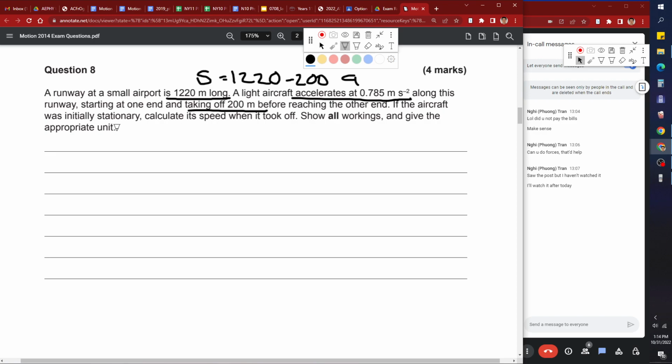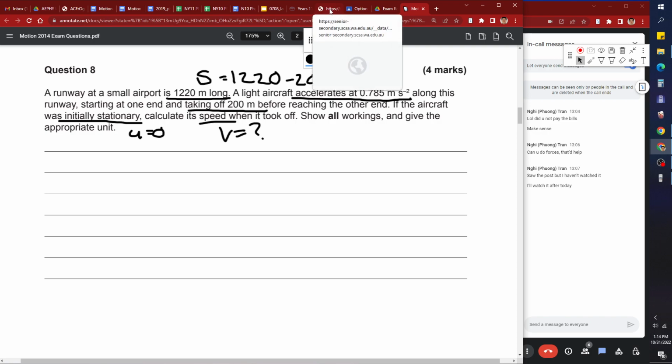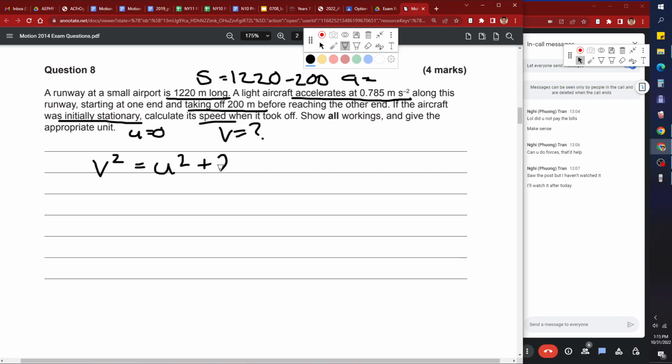If the aircraft was initially stationary, okay, good, that's U. Calculate speed when it takes off, all right, that's V. Great. Show all working. So now we have our 4 variables, and from that we're going to look at our formula data sheet and choose the correct motion equation. And the correct one for this situation, based on those variables, is v squared equals u squared plus 2as. Okay, so what is our final velocity?